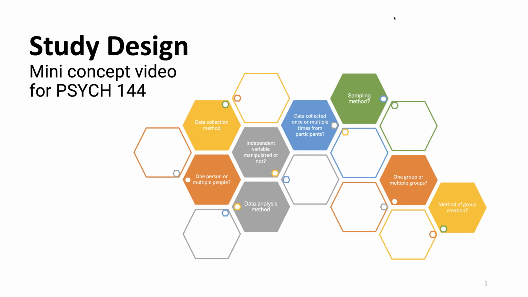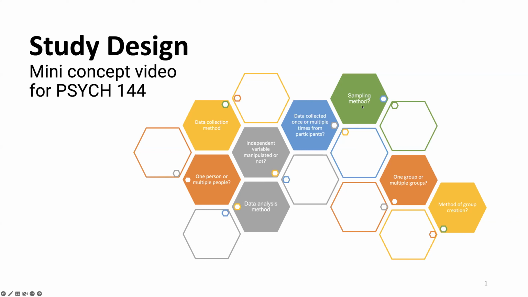Now, if you'll recall from lecture, we've talked about a lot of different components of study design, but study design is just referring to how you're going to answer your research question. And you need to consider a lot of things like, are you looking at causation? If you're interested in causation, you want to know if one variable has an effect on another, you need to manipulate your independent variable. Are you looking at data collection over multiple time points, or are you just measuring it once? What's your sampling method?